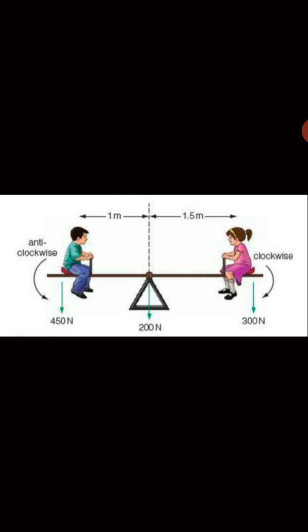So your clockwise moment is again equal to the anti-clockwise moment. Both the moments are coming the same, 450 Newton meter, 450 Newton meter. That means this seesaw is a balanced seesaw because it has proved the principle of moment, that is, sum of clockwise moment is equal to sum of anti-clockwise moment.